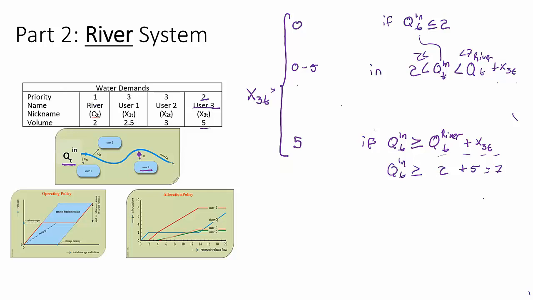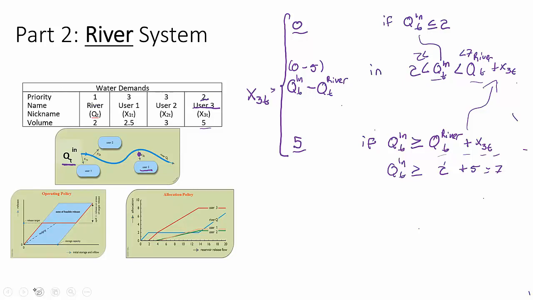How much water are we going to be allocating him? So basically when this happens, it will be Q in minus water for the river, which will be 2, and these values will be between 0 to 5. This will be only 0 and this will be 5. Okay, so remember that that's how we were able to do this.